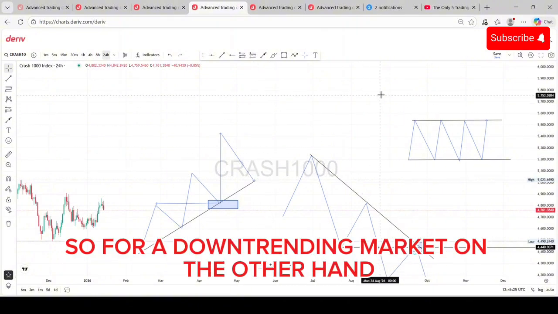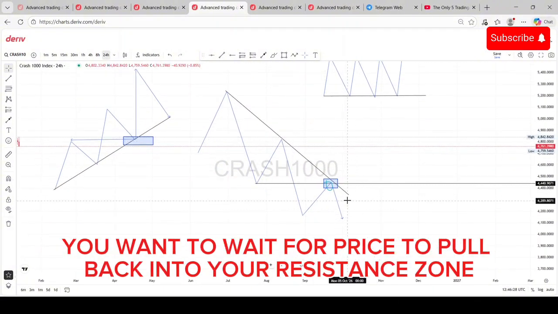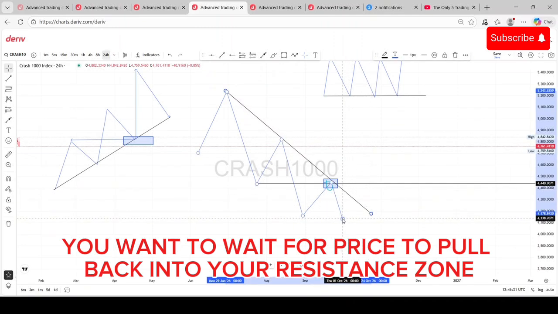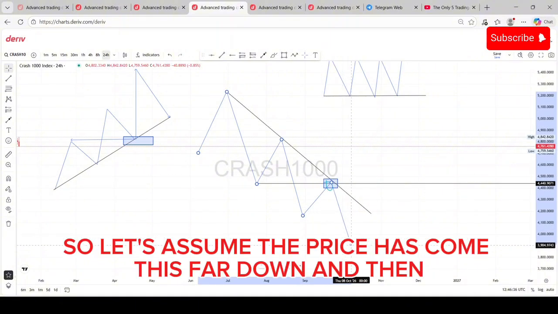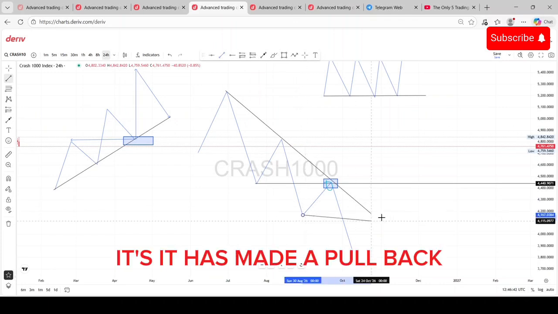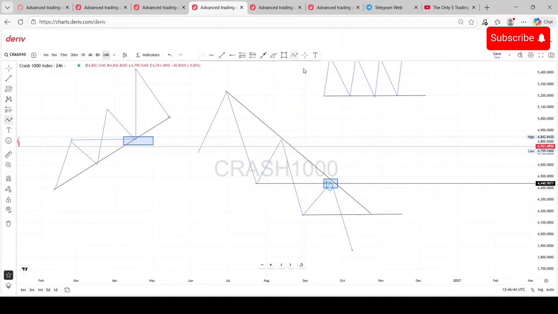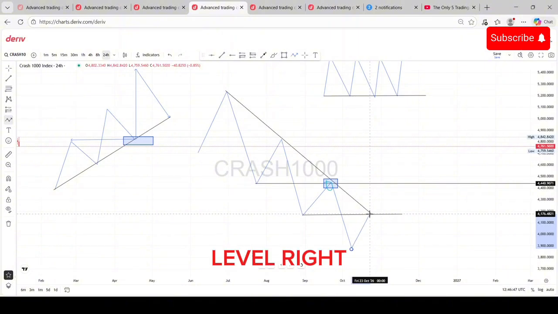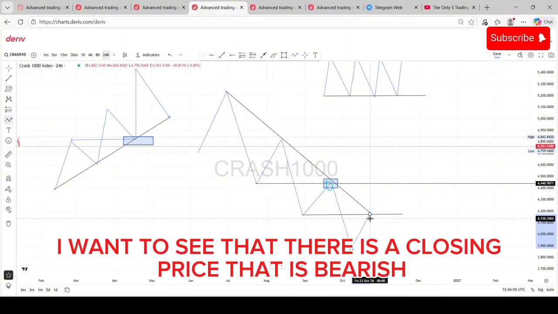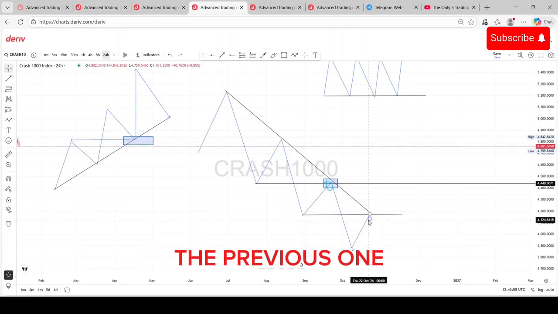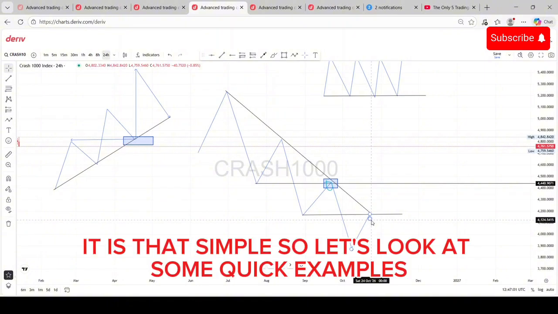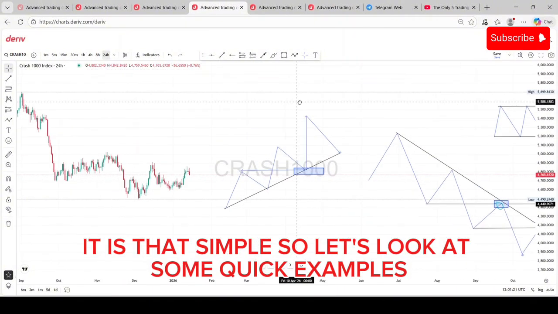It is that simple. So for a downtrending market, on the other hand, you want to wait for price to pull back into your resistance zone. So let's assume that price has come this far down, and then it has made a pullback into this level, right? I want to see that there is a closing price that is bearish, and I want to also see that the next candlestick closes below the previous one. It is that simple. So let's look at some quick examples.